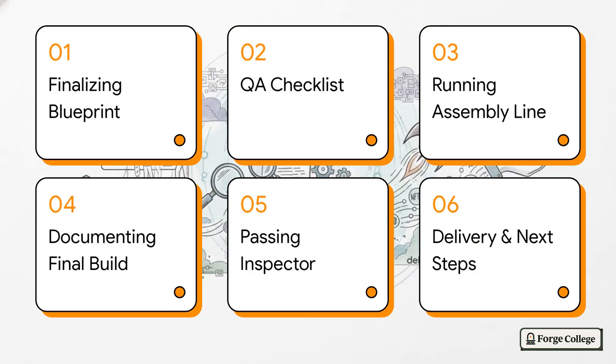Well, that's exactly what we're going to lock down today. So, here's the master schematic for our time together. We're going to finalize your master blueprint, define the quality assurance checklist, run the assembly line, document the final build, pass the inspector verification, and then wrap it all up with final delivery and next steps.